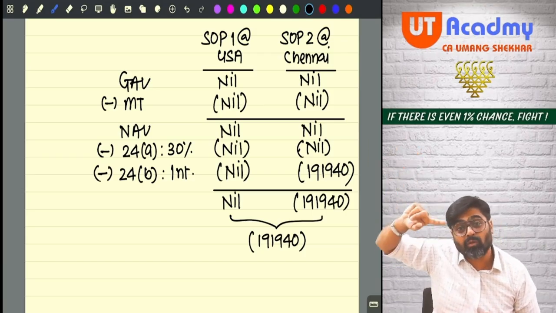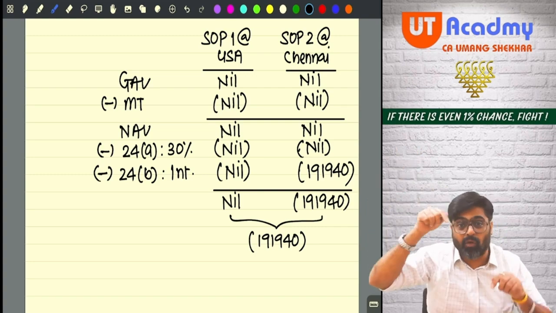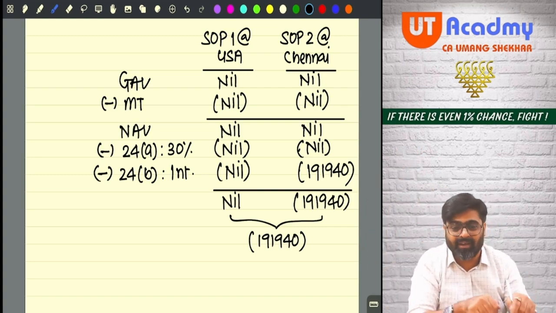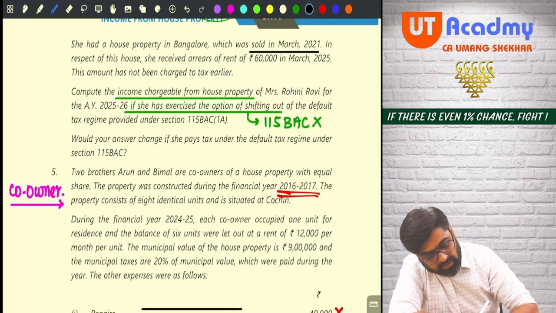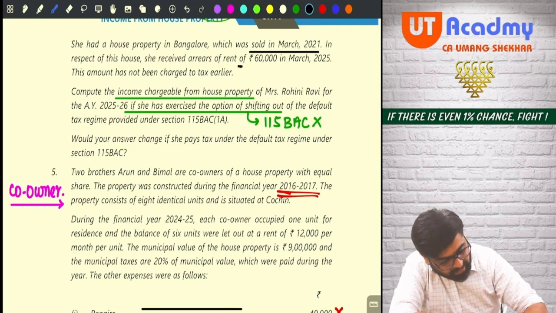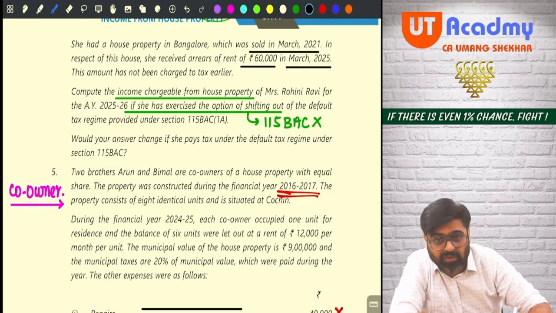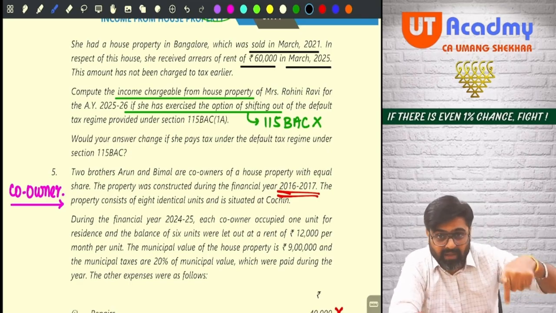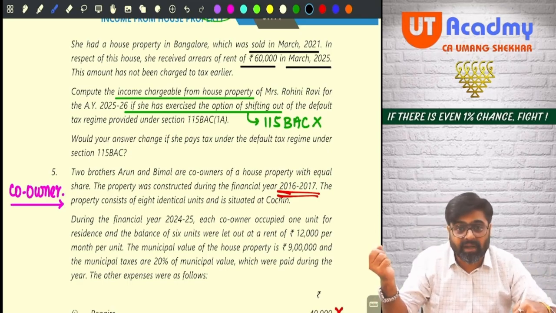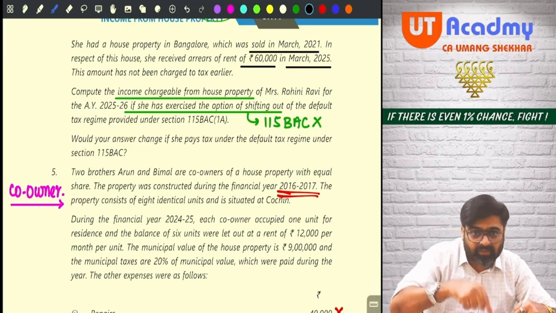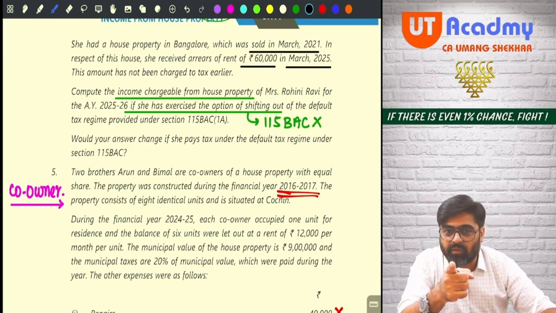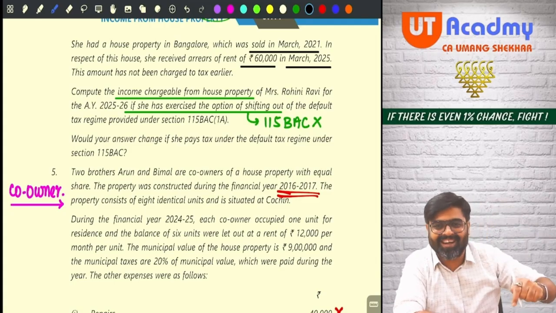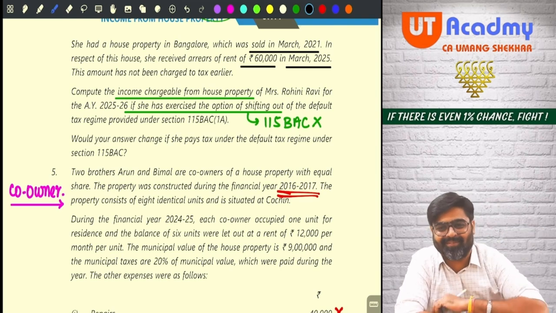Now the property, Bangalore property, of which you are not the owner in this year, for that Bangalore property, arrears of rent amounting to rupees 60,000, you are recovering them in this year, March 25. So even if you are not the owner of that Bangalore property in the current year, still the arrears of that rent you are receiving in this year, no? So as per section 25A, yes or no? This arrears of rent will be taxable under the head house property in the current year.